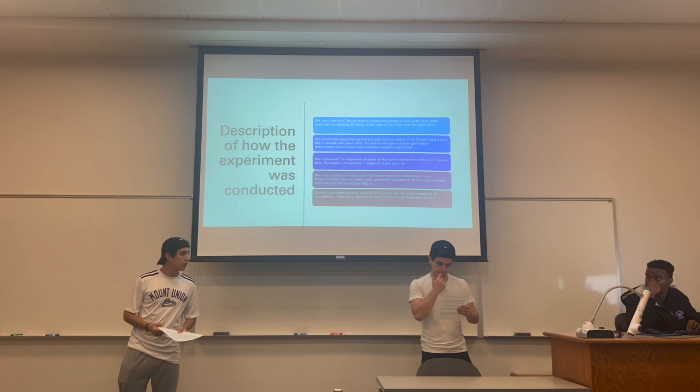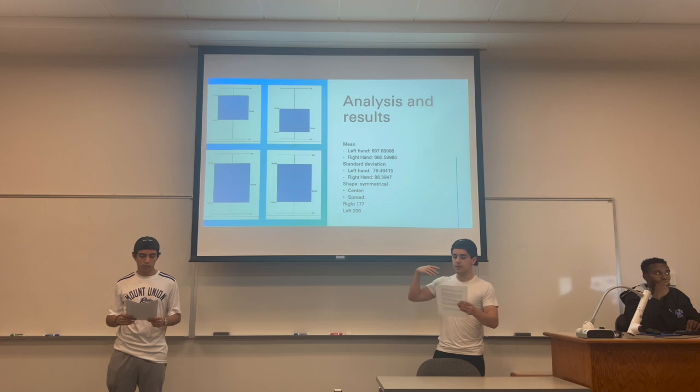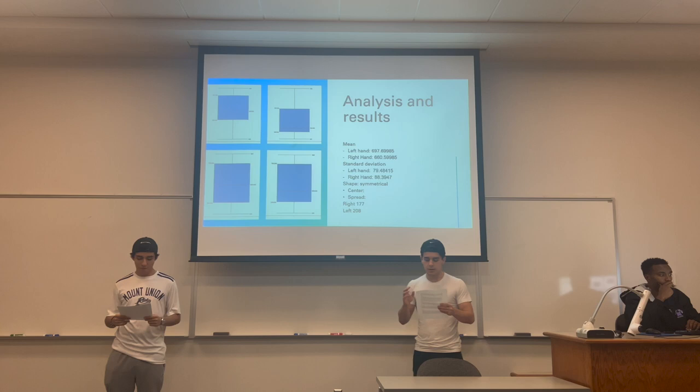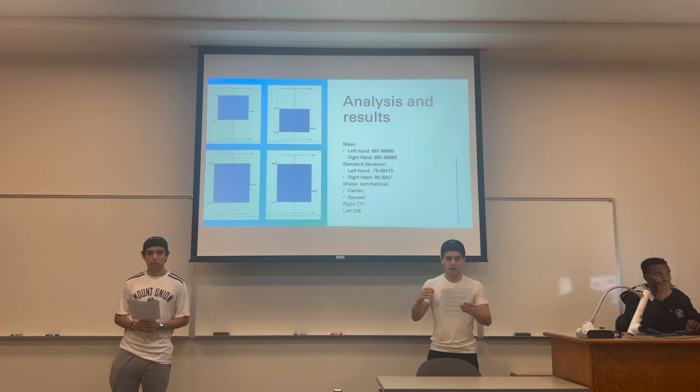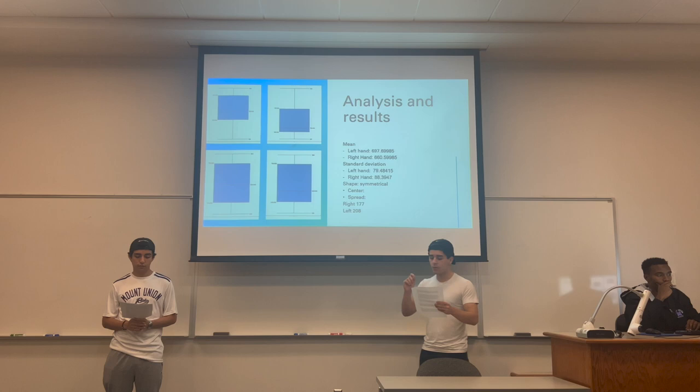So now that we have explained the setup of our experiment, let's move on to the analysis and results. First, we will present the means, standard deviations, and side-by-side box plot of the response for each of the two treatment groups. As you can see on this slide, the mean response time for the right-handed group was 660.59985 with a standard deviation of 88.347.